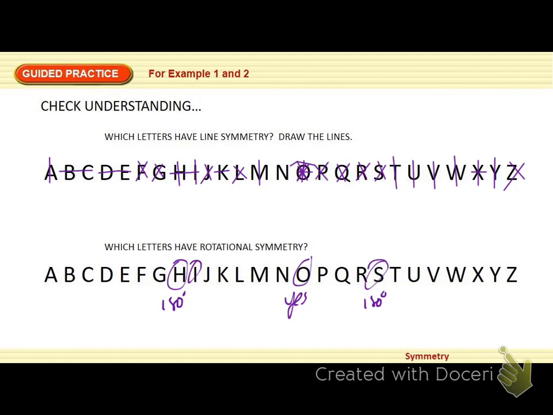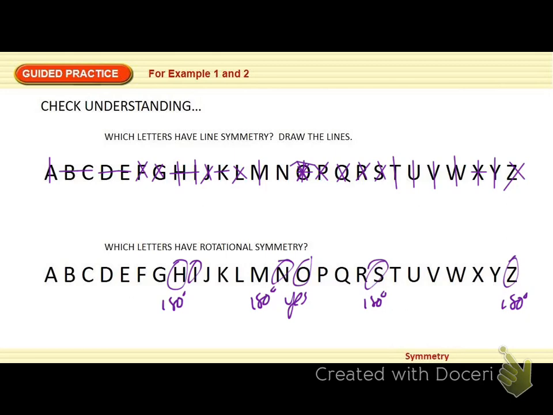Right, but T, U, V, W, X, Y, Z is the same way, and we need to back up. N is going to be the same way also. If you turn your paper upside down, you're going to see that those letters have rotational symmetry, even though they don't have any line symmetry. So, anyway, there's your alphabet.